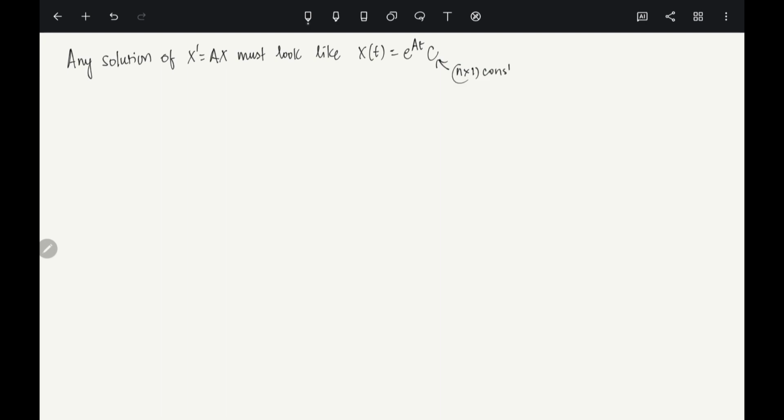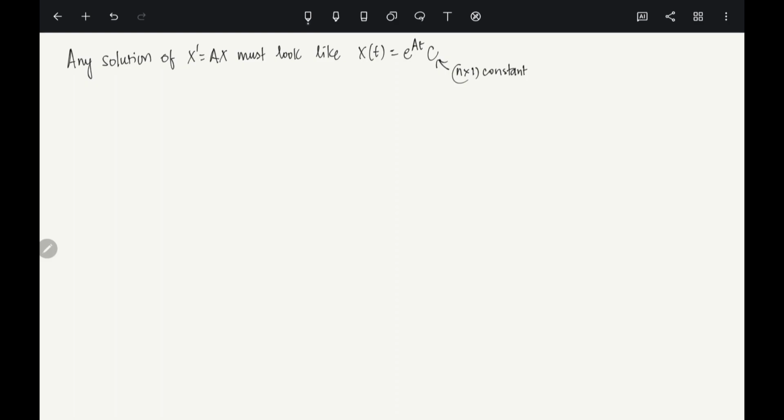We know that x prime equals Ax. What is the solution of this problem? Any solution of x prime equals Ax must look like x(t), which is e to the power At times a constant c. It's an n cross 1 constant vector, or matrix, whatever you want to call it, essentially constant.